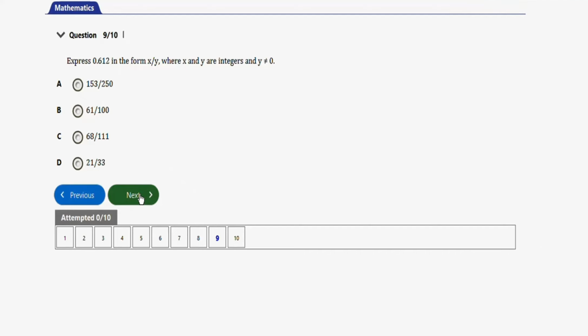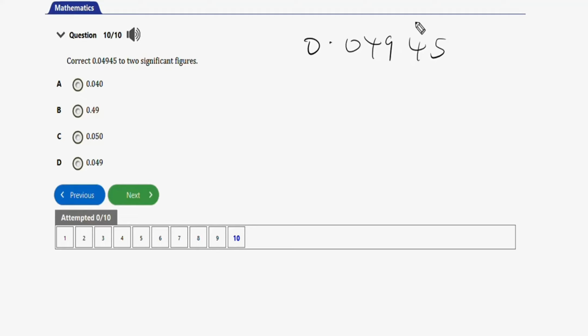It says correct this value to two significant figures. So significant figures start from the first non-zero number. So here, the first significant figure is 4. The next one is 9. Let me explain something again. Let me write this down. Write down this question: 0.04945 to two significant figures.